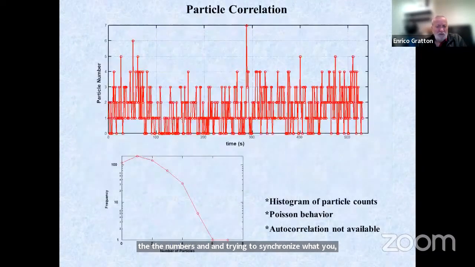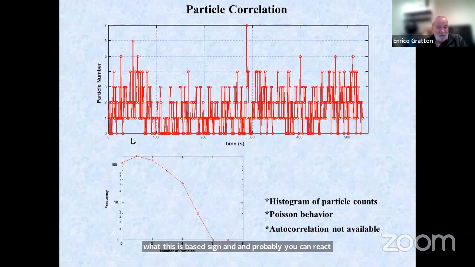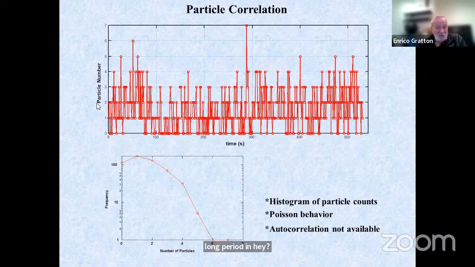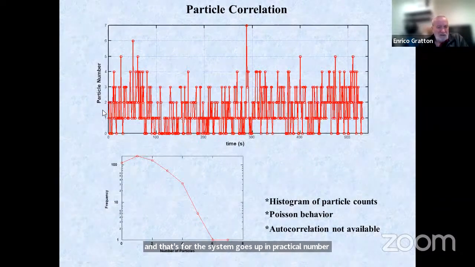Okay. Now I took those data from Svedberg and I plotted them with a plotting program. And when I plotted this data, I said, well, this is very strange, and probably you can react in the same way. What is strange here is that, for example, there is a long period in which there is always one particle. And if you look at the frequencies that you have here, you will figure out that actually there are frequencies. So first of all, the system goes up in particle number and then goes down, and then goes up and goes down.